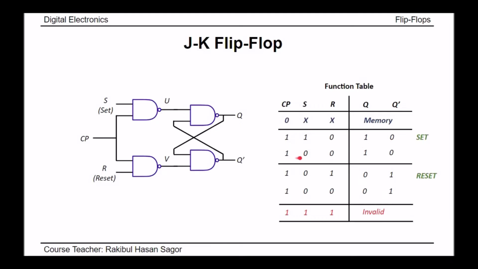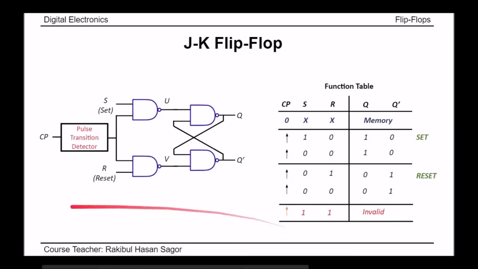When clock pulse equal to 1 but S equal to 0, R equal to 0, it will hold the previous value. When clock pulse equal to 1, S equal to 0, R equal to 1, R equal to 1 means the output is reset. Reset output means the Q value is 0 and Q prime is eventually 1. When clock pulse equal to 1, S equal to 0, R equal to 0, it will hold the previous value. When clock pulse equal to 1, S equal to 1, R equal to 1, the output is invalid. The detail was described in our previous lecture.